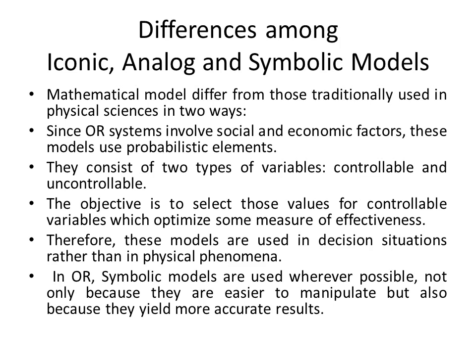They consist of two types of variables, controllable and uncontrollable. The objective is to select those values for controllable variables which optimize some measures of effectiveness. Therefore, these models are used in decision situations rather than in physical phenomena. In war, symbolic models are used wherever possible, not only because they are easier to manipulate but also because they yield more accurate results.